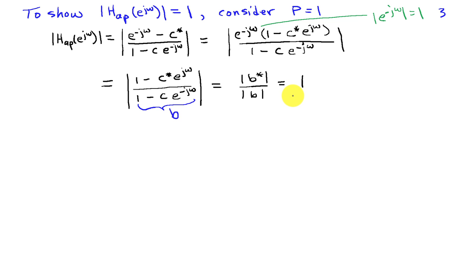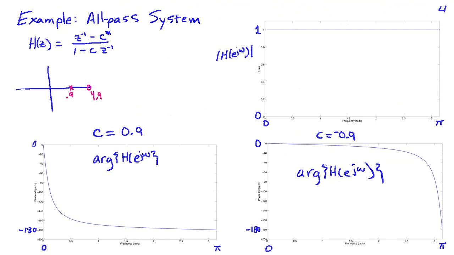So an all-pass system that has terms of the form z inverse minus c complex conjugate over 1 minus c z inverse is going to have unit magnitude when we evaluate this on the unit circle. It passes all frequencies equally. We've got an example here where we took a pole at 0.9 in the case on the left, and then in the case on the right, we put the pole at minus 0.9.